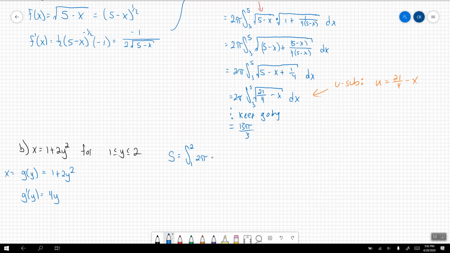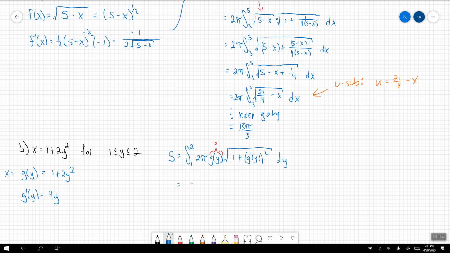I don't know if you guys would agree with that, but I would. So I'm just going to write g of y. If you want to interpret this as your x value, then by all means interpret it as your x value. All right? And then we need this square root of 1 plus the derivative, g prime of y, squared. There we are. And this is all dy.